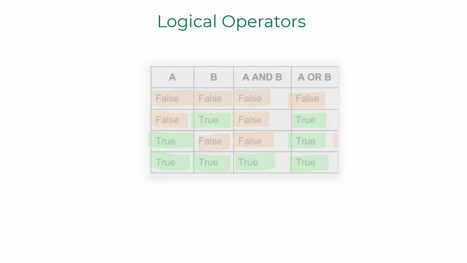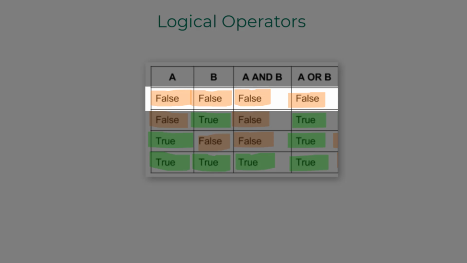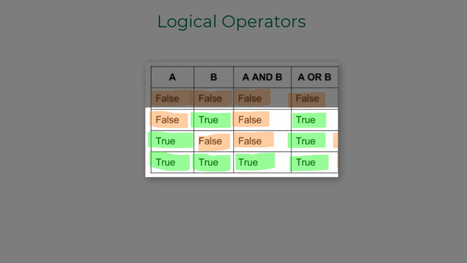Here is the truth table for the OR operator. The only time it is false is when both A and B are false. When either A or B is true, or if both of them are true, A or B is going to be true.